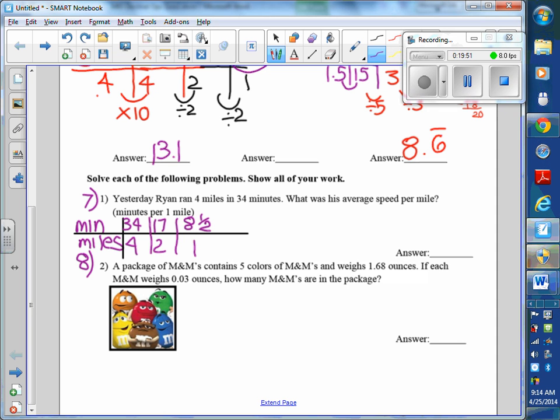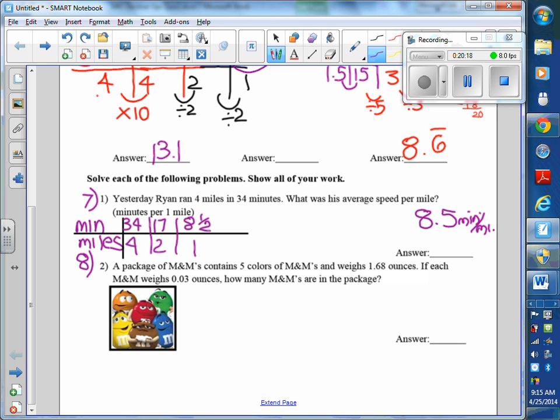So the benchmark fraction is 8 and a half. This could just be 8.5 minutes per mile. And it already says minutes per mile, but you could write it out too.